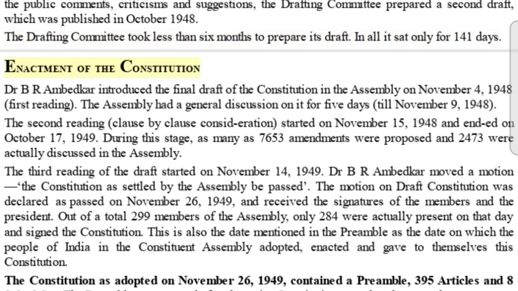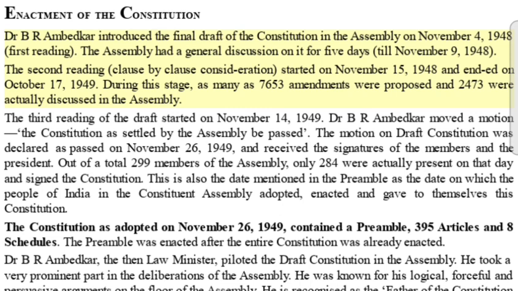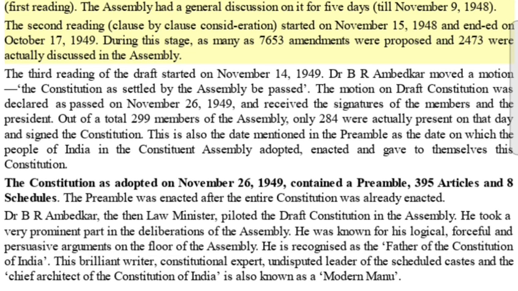Enactment of the Constitution. Dr. B.R. Ambedkar introduced the final draft of the Constitution in the Assembly on November 4, 1948, the first reading. The Assembly had a general discussion on it for 5 days till November 9, 1948. The second reading, clause-by-clause consideration, started on November 15, 1948 and ended on October 17, 1949. During this stage, as many as 7,653 amendments were proposed and 2,473 were actually discussed in the Assembly.